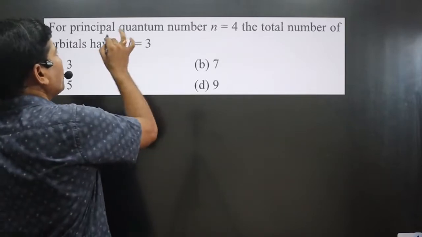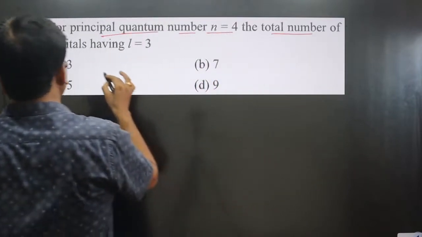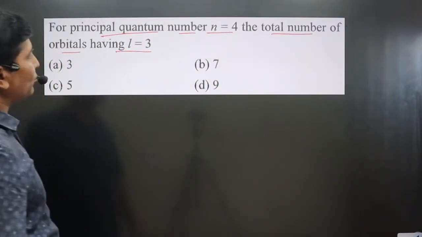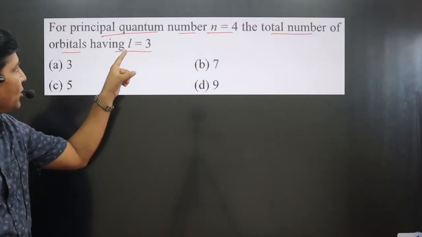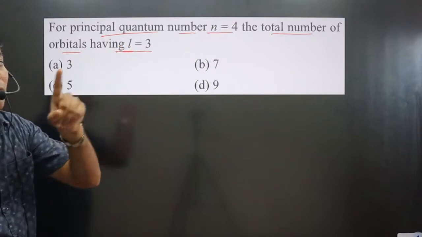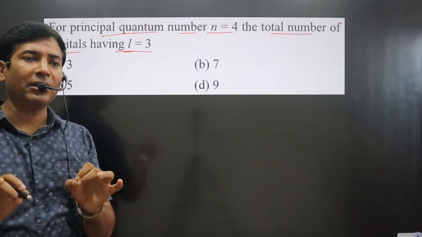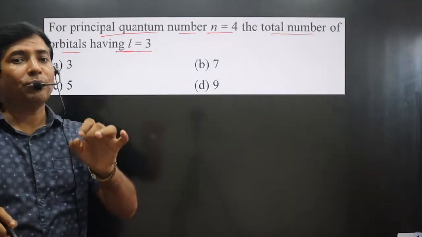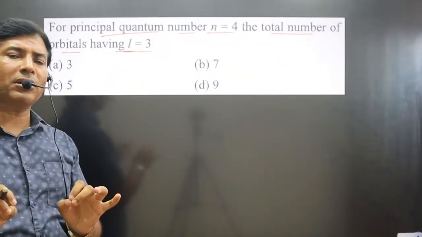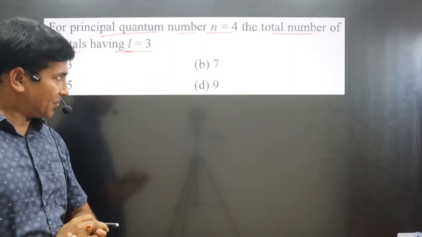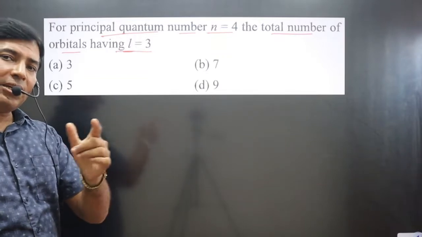The question says for principal quantum number n equal to 4, what is the total number of orbitals having L equal to 3. We have to calculate the total number of orbitals when the azimuthal quantum number L value is 3. To determine the number of orbitals we use the magnetic quantum number, because the magnetic quantum number represents the number of orbitals. The L value is given, and by using the L value we can determine the number of orbitals.